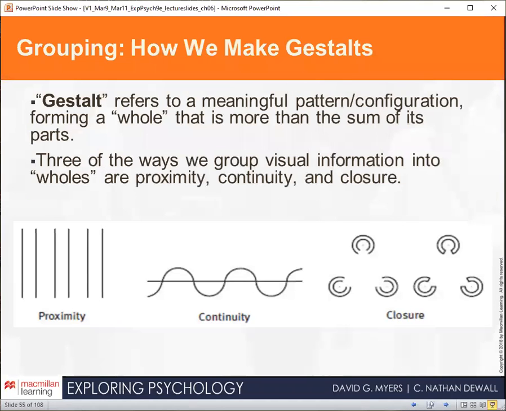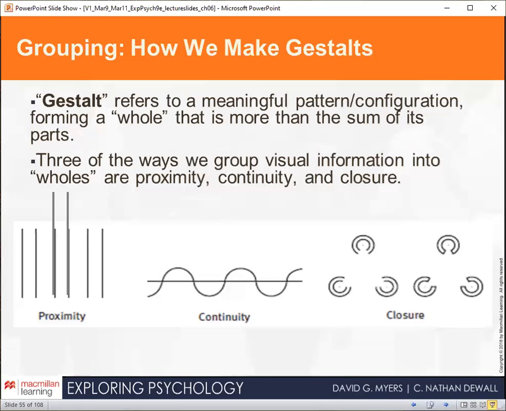Here's some other ideas. Gestalt refers to a meaningful pattern or configuration forming a whole that is more than the sum of its parts. I'm sure you've heard of that before. So with Gestalt, they're saying that when we perceive things, it's more than the things that make up what we're seeing. It's just not adding them together. Three of the ways we group visual information into wholes are proximity, continuity, and closure. Proximity meaning that when we see these items together here, we're automatically going to put them into two lines, two lines, two lines. We have no choice but to do that.